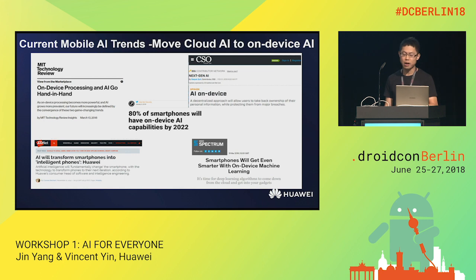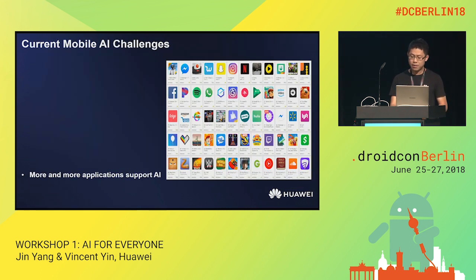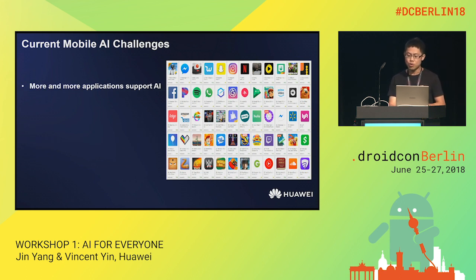Everyone knows the breakthrough in computing performance and algorithm innovation and explosive growth of big data drive this wave of AI development. Not only is AI booming in auto driving and the smart city, but AI is also going to bring a huge innovation to smartphones and will fundamentally change the smartphone to the next iteration, the intelligent phones. As computing performance becomes more powerful, 80% of smartphones will have on-device AI capabilities by 2022. You will find more and more applications are using deep learning and machine learning technology like Facebook, Snapchat, TikTok.